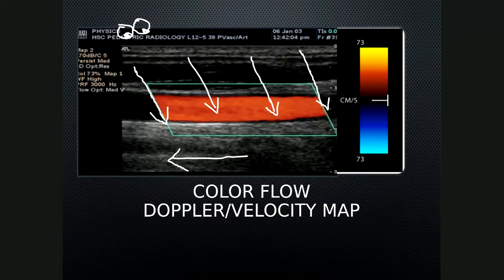And if it is in fact going towards the head in this direction, we should be receiving then a positive shift. So we look at the color that's being filled in this vessel, which happens to be red, and red is assigned to the positive color assignment. So therefore, we do have antegrade flow in this carotid artery.